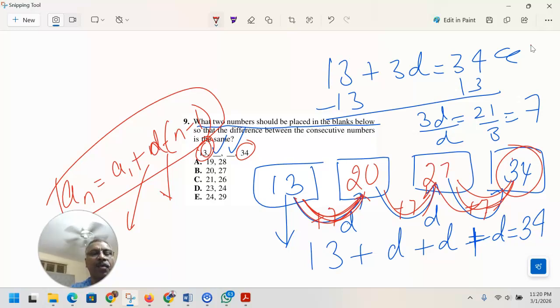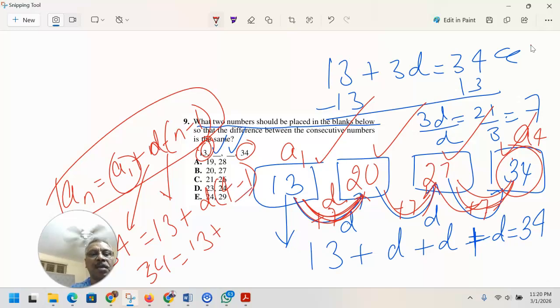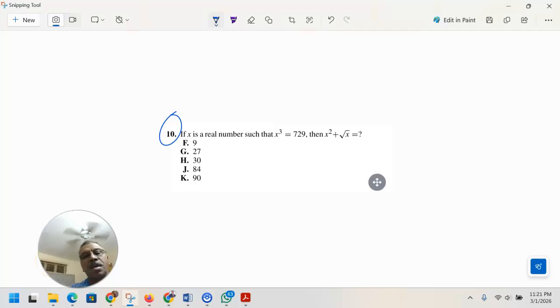They give you the A4. This is that A4, and this is that A1, and this is the D, which we don't know. So A1 is 13, and the difference is what you don't know, times N minus 1. This is the first place, second place, third place, and the fourth place. So it is 4 minus 1. So basically, you end up getting the same type of equation. 4 minus 1 is 3, so 3D. That's what you saw here. See? Hope that helps.